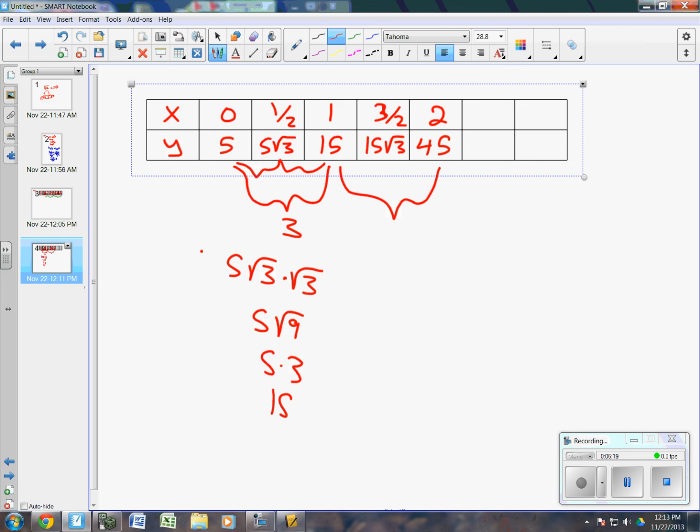Now, if I times root 3 times root 3, I get 3. 3 times 15 is 45, right? So the answer is you're multiplying by root 3 each time. Do you understand that? Okay, you're multiplying by root 3 each time. Yeah, we did that last time.